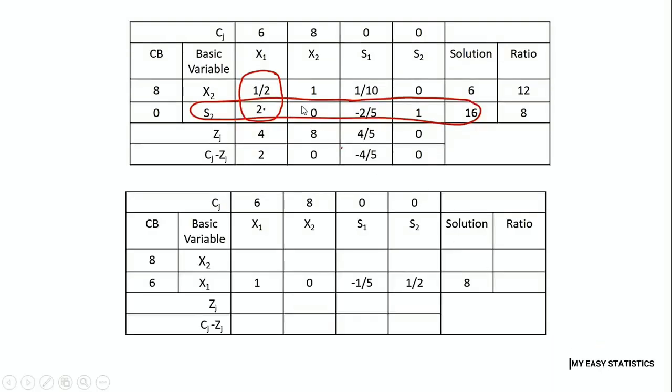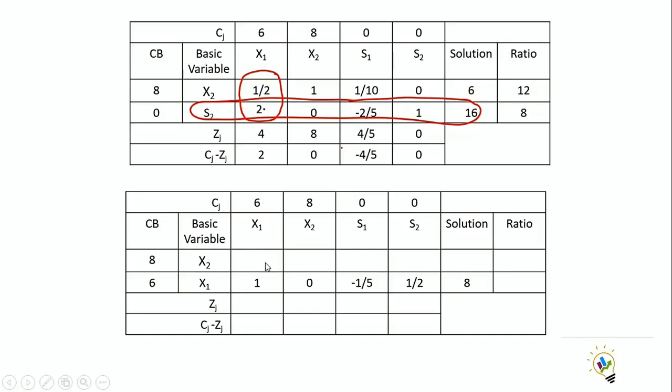So this is the old table, the iteration 1 table. Now this is the iteration 2 table which we have here. In place of S2 I have X1. X2 will be there as it is. I already said how to find these values. Divide all the old values by the key element. 2 is the key element, so divide all the values by 2. 2 divided by 2, 0 divided by 2, minus 2 by 5 divided by 2, 1 by 2 and 16 by 2. So we get these values.